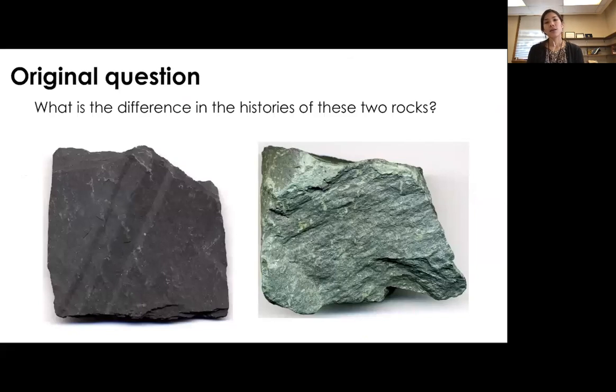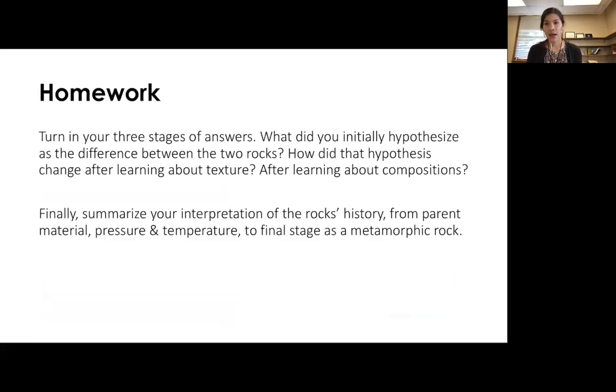All right. So to wrap up, let's go back to our original question of what is the difference in the histories of these two rocks, this black rock and this green rock. And we talked about textures and we talked about composition so far. Now I'd like you to use that to interpret the history and to reflect on the 3 stages of your answers. So for your homework, I want you to turn in your 3 stages of answers, thinking about what you initially hypothesized as the difference between the 2 rocks, how that hypothesis changed after you learned about texture, and how it changed after you learned about composition.